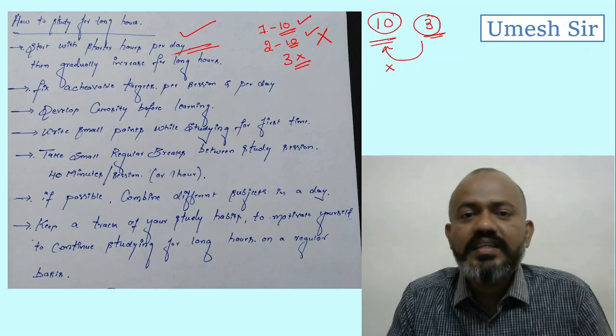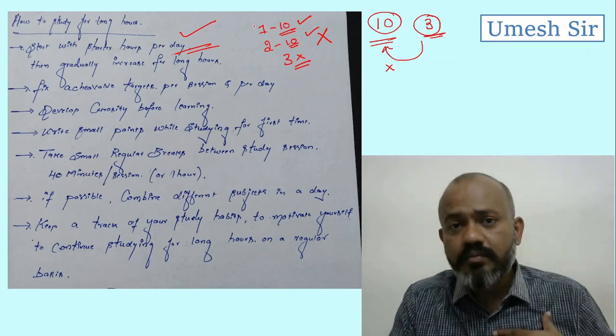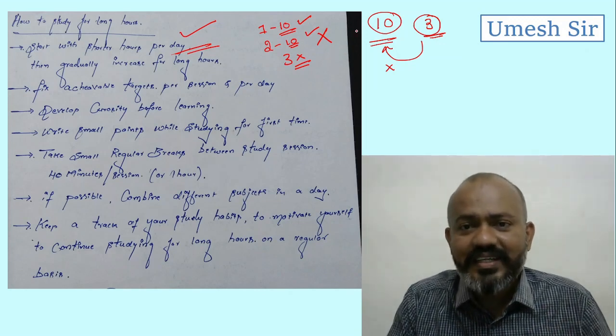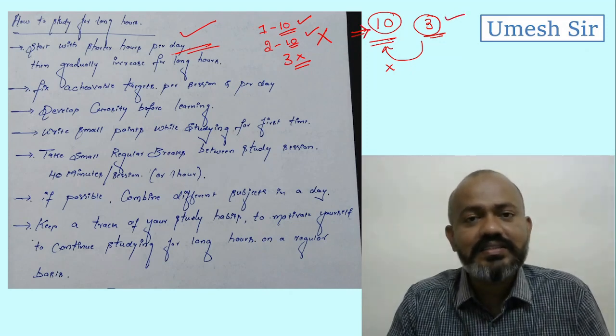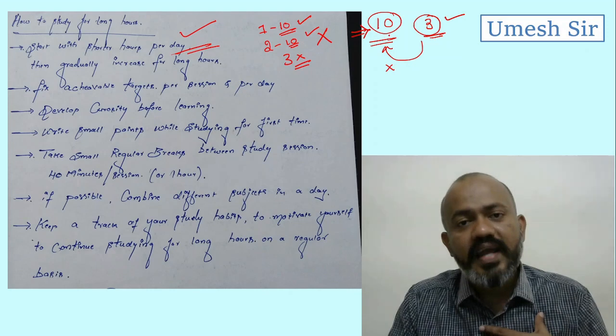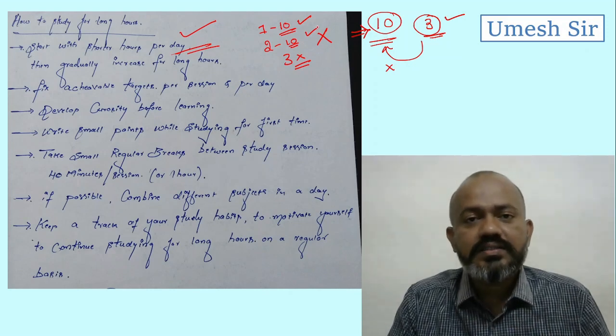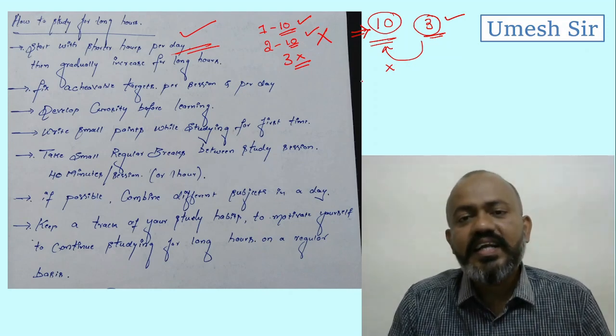You may ask, sir, why will this happen? Because our mind and body is not adjusted to study for 10 hours. It is adjusted to study only for 3 hours. So we have to train our body and mind to study for 10 hours. Sir, how to do that one? See, there is a technique to do this one.